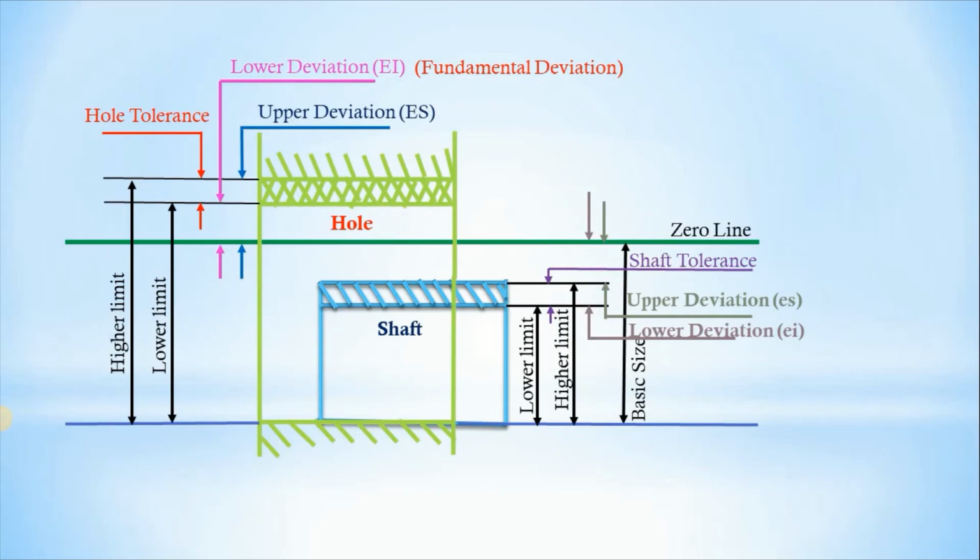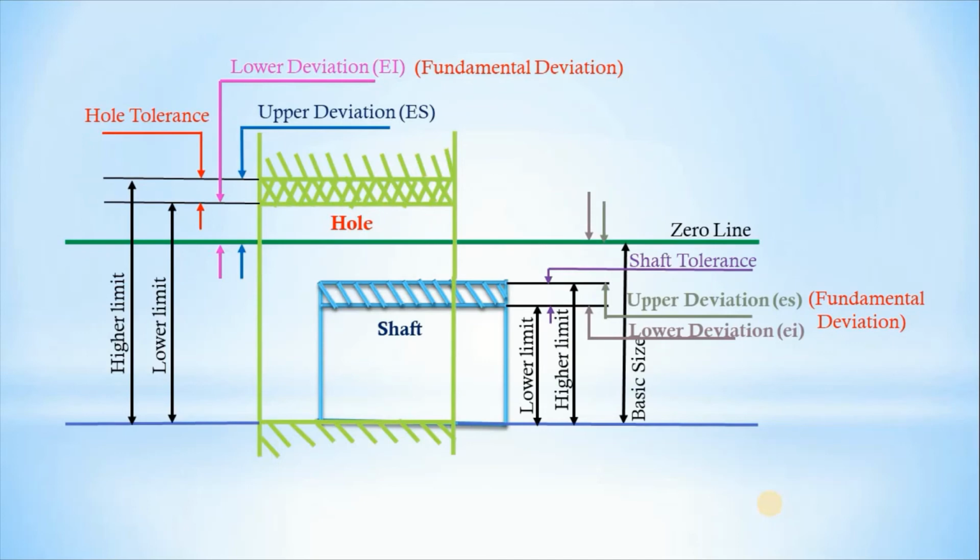So fundamental deviation for the hole will always be the lower deviation. And if we look at the deviations for the shaft, upper deviation and lower deviation, you can see the upper deviation is near to the zero line. So for the shaft, fundamental deviation will be the upper deviation. To make it clear: for the hole, lower deviation is the fundamental deviation, and for the shaft, upper deviation is the fundamental deviation.